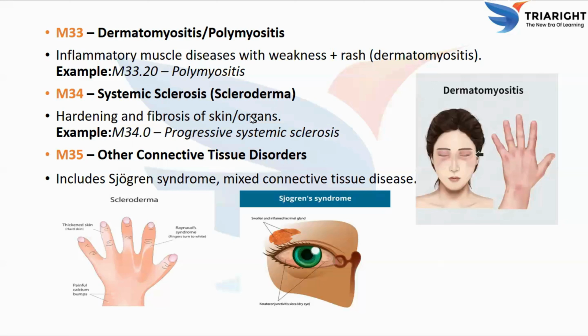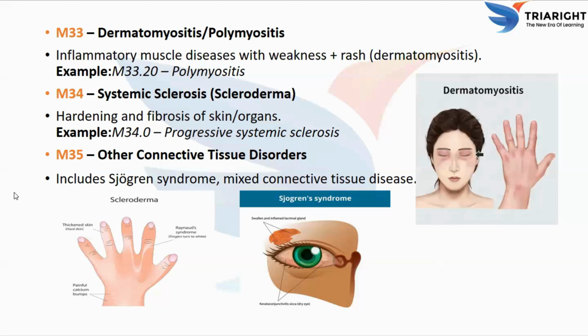Next, coming to code M34, it's systemic sclerosis, which is also called scleroderma. What is it? It is a chronic autoimmune disease that causes hardening and thickening of the skin, and sometimes it also affects organs like the lungs and kidneys. Scleroderma means hard skin. What is the example? M34.0, which describes progressive systemic sclerosis.